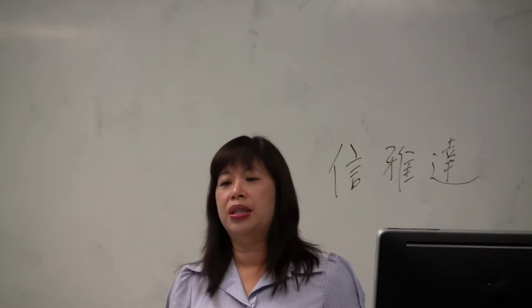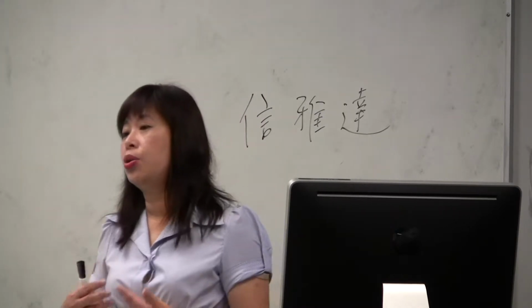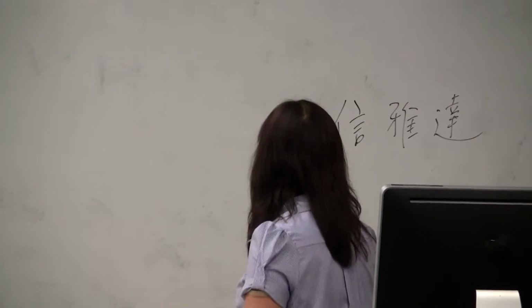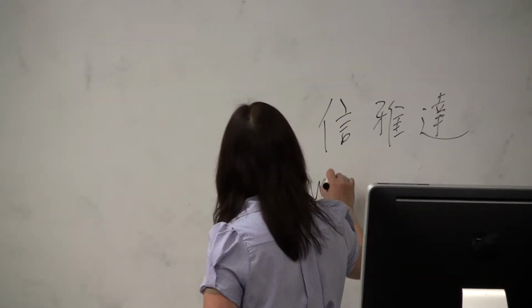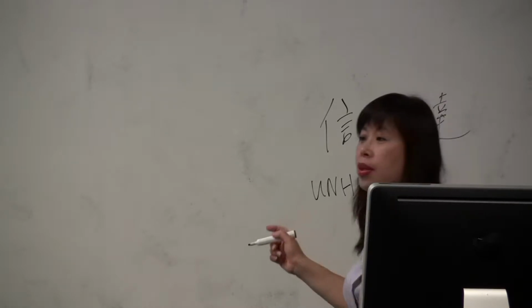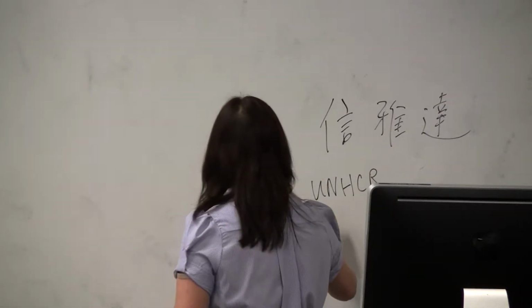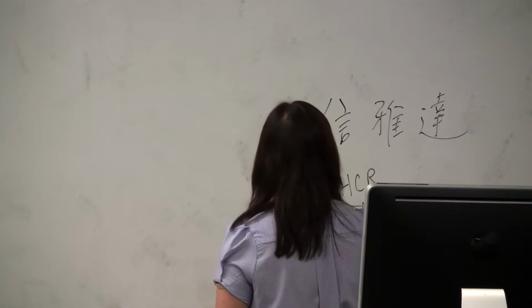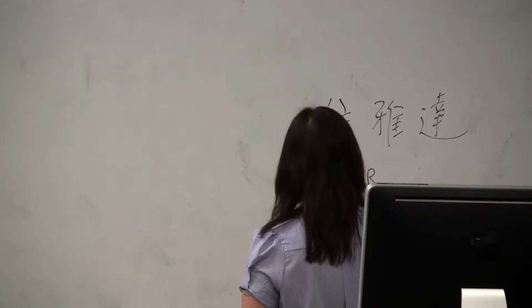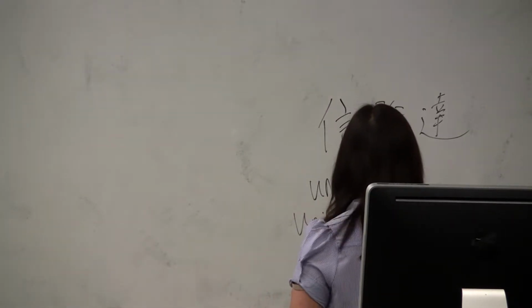So the character, that means the style, the tone, and the manner of writing should be kept the same. Say, for example, they use some abbreviation, UNHCR. Do you know what that is? This is a short form. The long form is United Nations High Commissioner for Refugees.